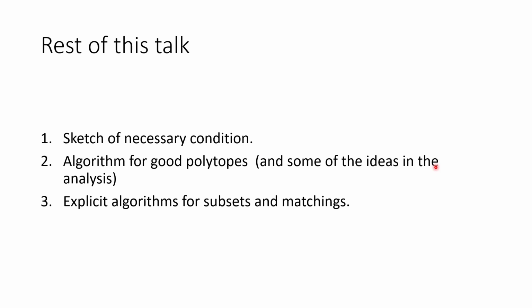The rest of this talk is structured as follows. In the first part, I'll describe a sketch of why it's necessary that P be the intersection of the hypercube and an affine subspace. Then I will describe our algorithm for good polytopes. I'll describe it exactly, but I'll only roughly describe some of the ideas that go into the analysis. And then finally, I'll show you the explicit algorithms for subsets and matchings that you get from this framework.